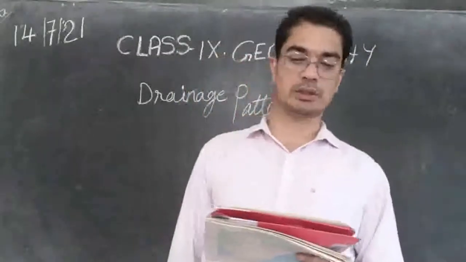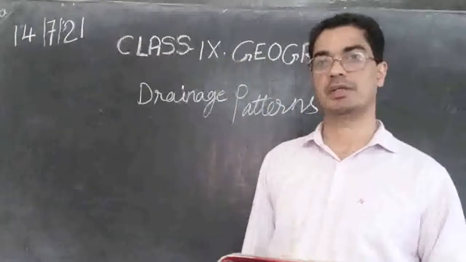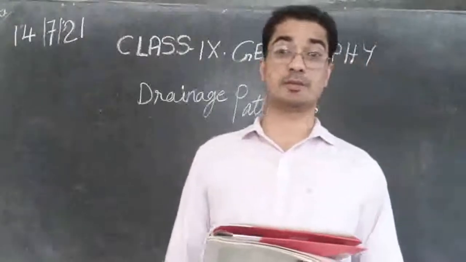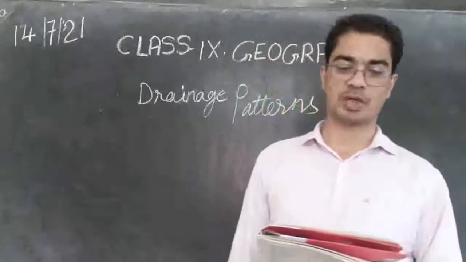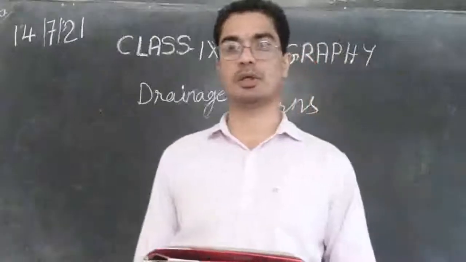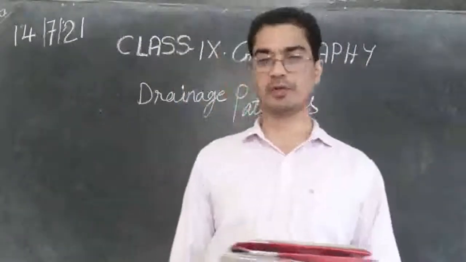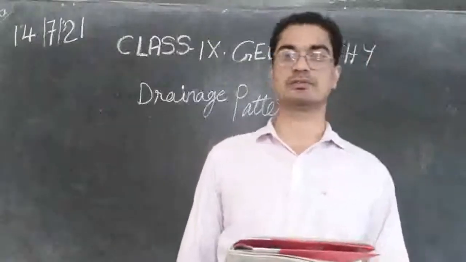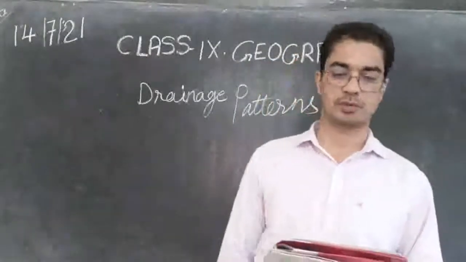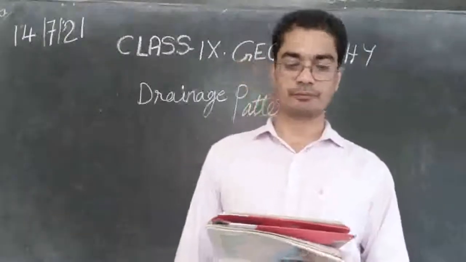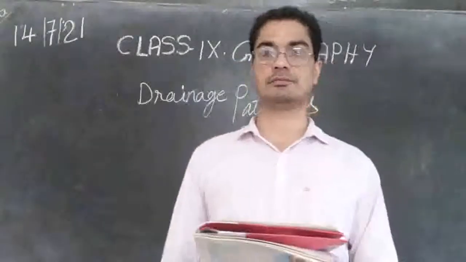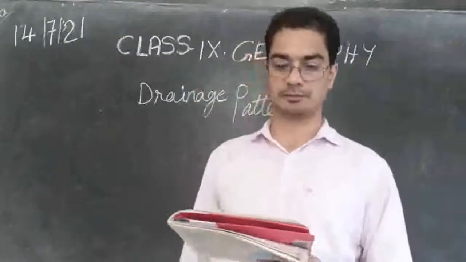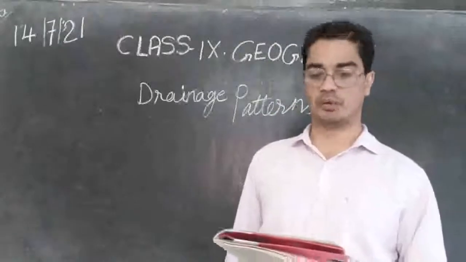The first one is called dendritic, the second one is called trellis, and the third one is called rectangular. The term rectangular you are all familiar with in mathematics, triangular, rectangular, all these things. Then the fourth form of the pattern is radial. So let us see one by one.